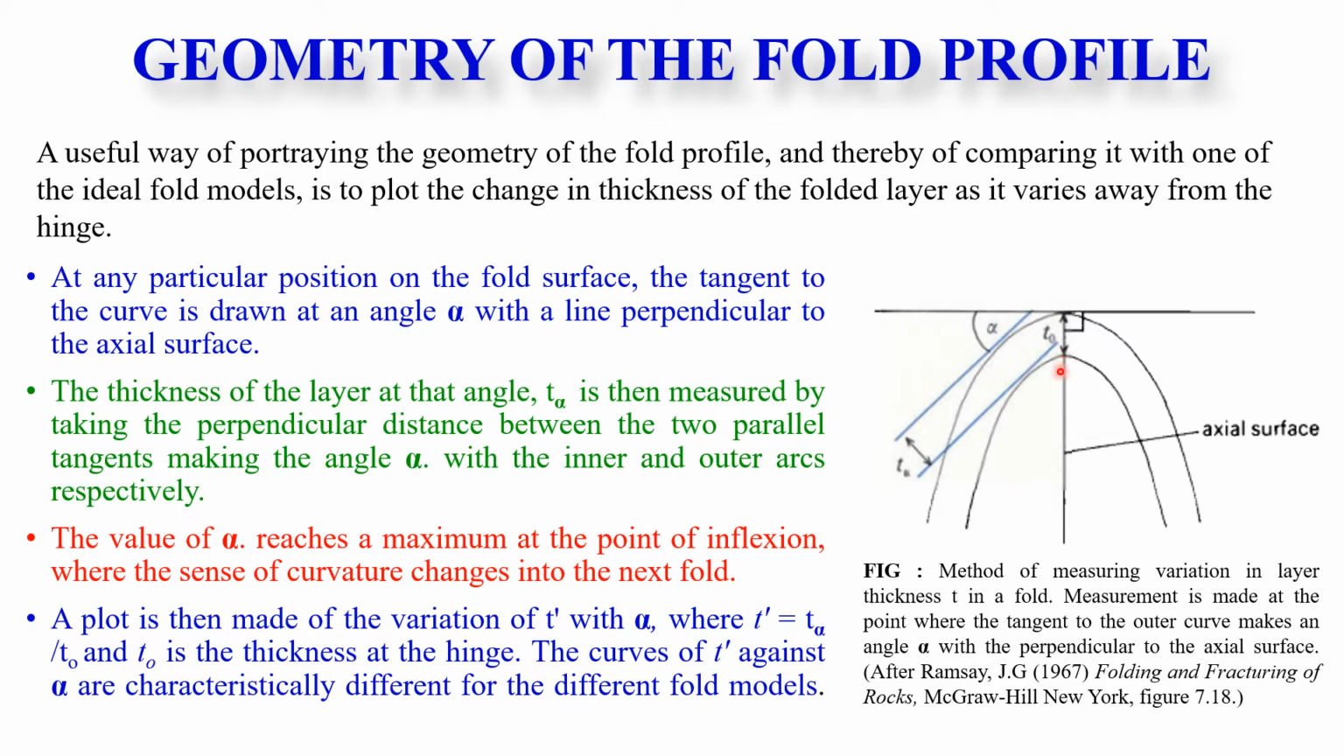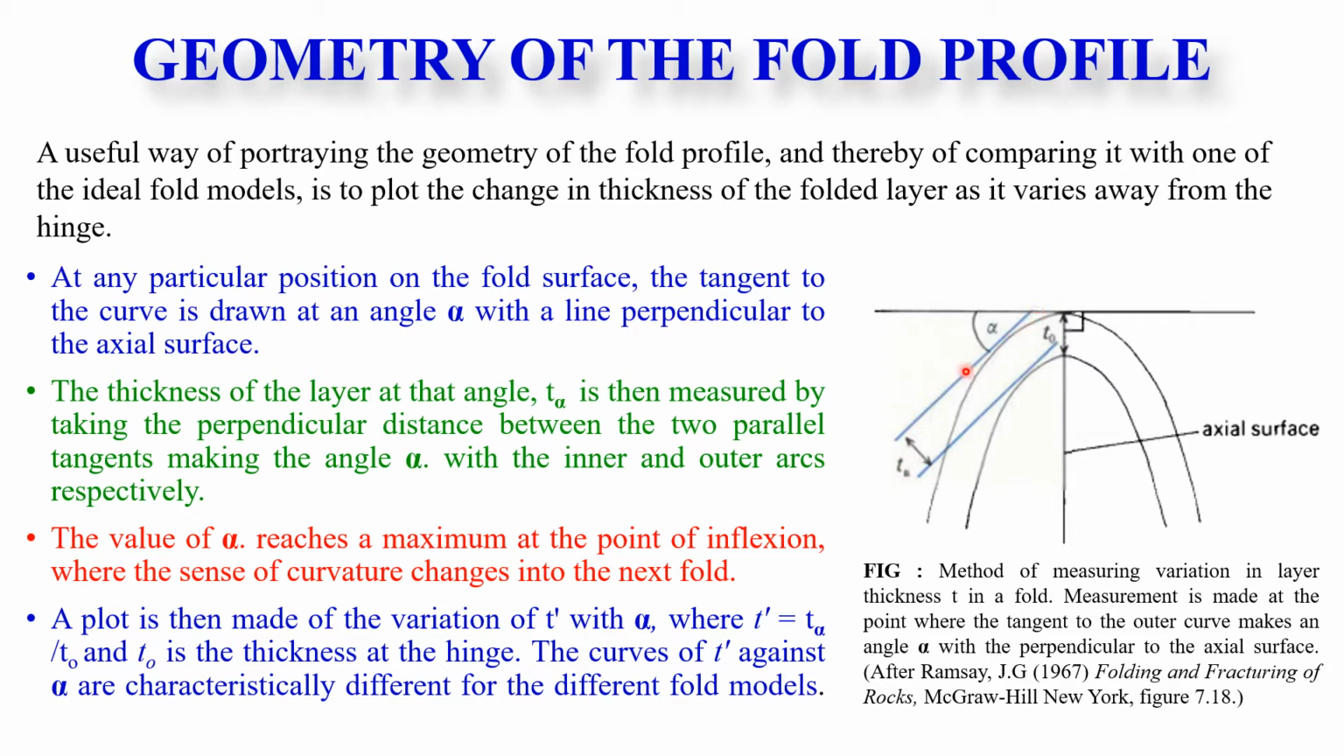So this can be plotted by measuring the change in thickness away from the hinge to inflection point with respect to the limb dip. At any particular position, a tangent is drawn with an angle alpha to the line perpendicular to the axial surface. So we draw this line perpendicular to the axial surface, and now we draw the tangent at different points of outer arc and inner arc.